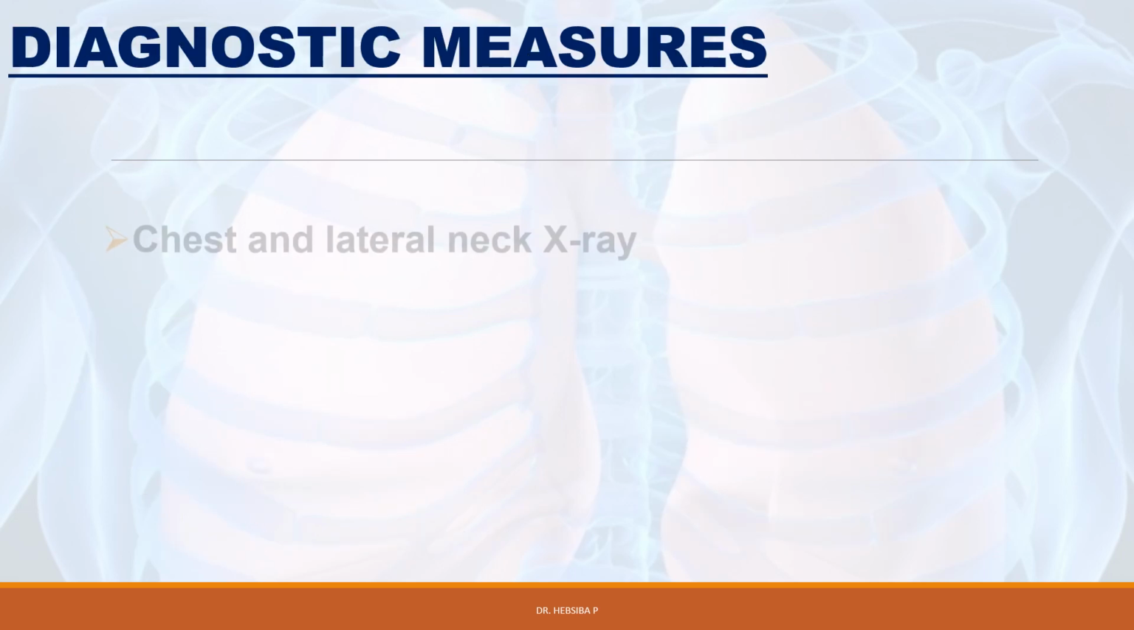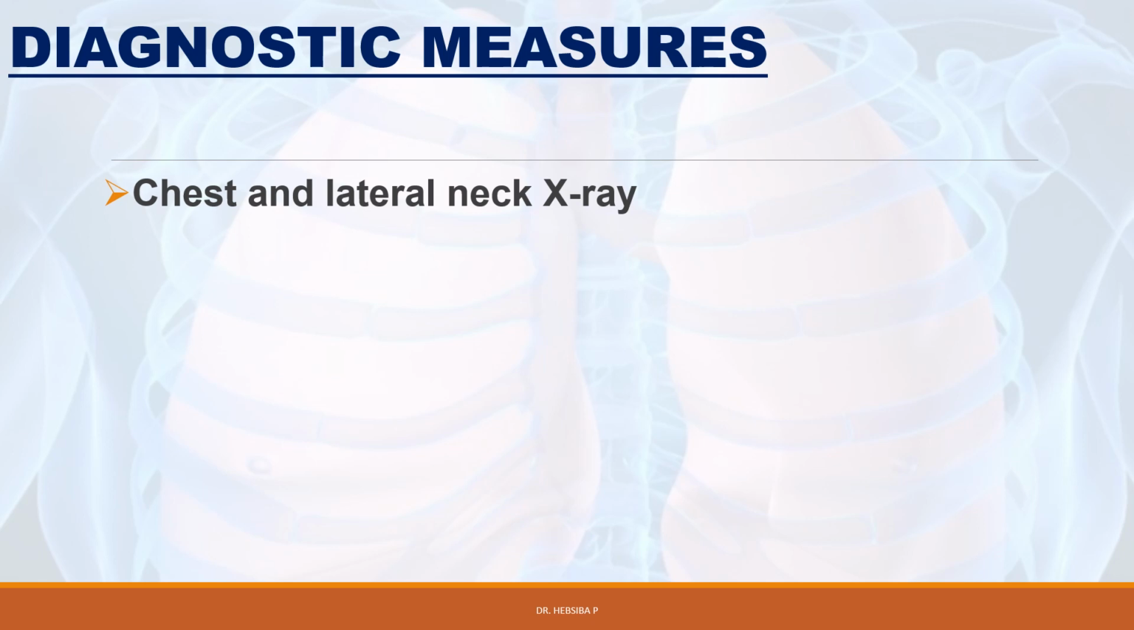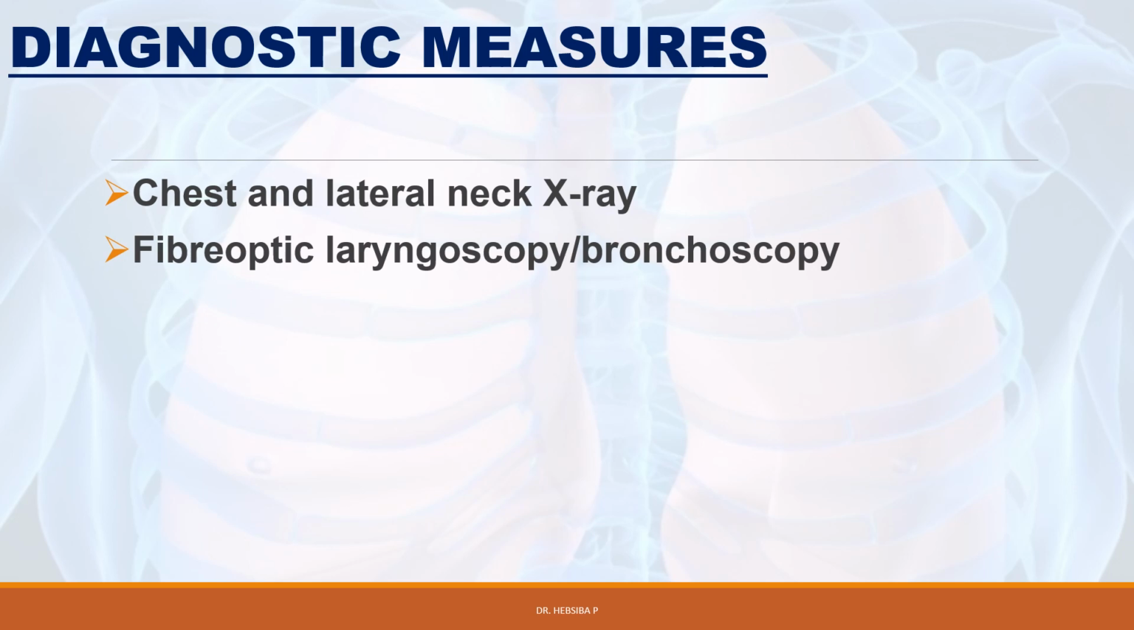And the diagnostic measures. The diagnostic measures include chest and lateral neck X-ray. Other than that, the history and physical examination is basic for everything. With chest and lateral neck X-ray, we can identify the exact reason for the airway obstruction. Then fiberoptic laryngoscopy or bronchoscopy, where we are directly visualizing the airway tract, and CT scan.